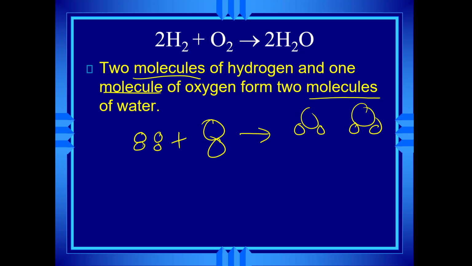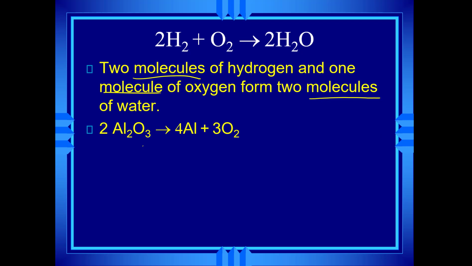So let's do the same thing with an equation where it's not necessarily all molecules. Okay. So 2Al2O3 makes 4Al plus 3O2. Balanced because I got 4 Als on both sides and 6 O's on both sides. So to interpret this in terms of parts, all we have to do is decide what kind of part that is. So 2, what kind of part is Al2O3?